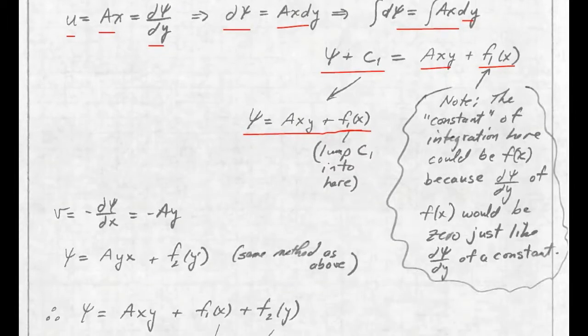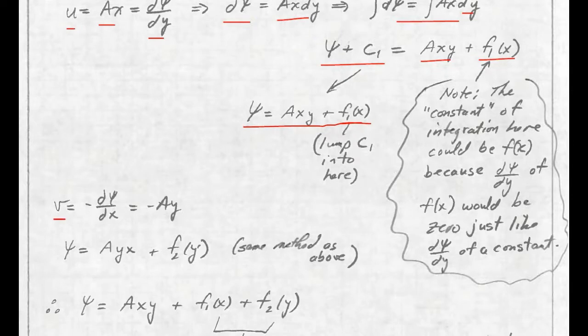Now if we do the same thing with v and the negative d psi dx, in this case, which we know is given as a negative ay, we get pretty much a similar sort of thing. We've got another function. In this case, it could be a function of y, right? Because if we took the derivative of this with respect to x, we would get 0, just as if it was a constant.